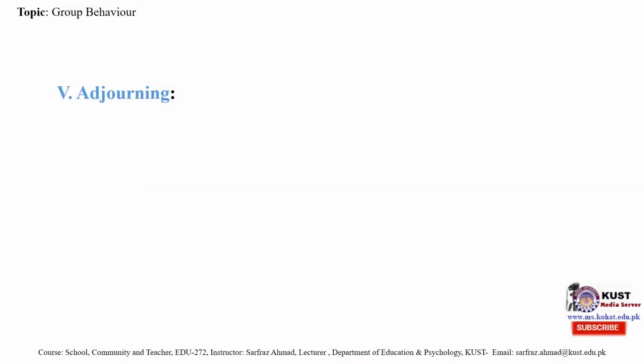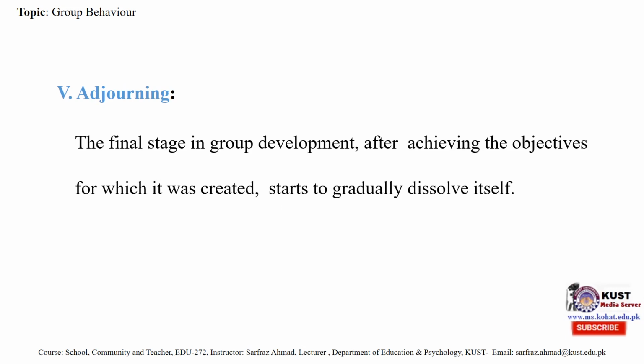The other stage is adjourning. This stage of the group can be confusing and is usually reached when the task is successfully completed. At this stage, the project is coming to an end and the team members are moving off in different directions. This stage looks at the team from the perspective of the well-being of the team instead of the perspective of handling a team through the original four stages of team growth. The final stage means the group, after achieving the objectives for which it was created, starts to gradually dissolve itself.